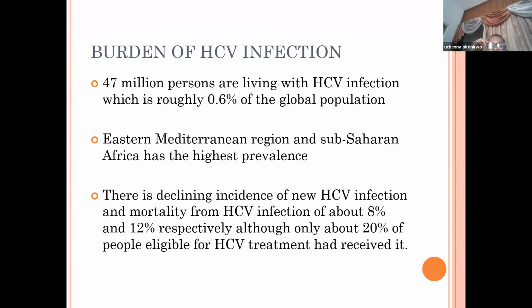Hepatitis C, globally the prevalence is decreasing, with about 47 million persons thought to be currently living with chronic hepatitis C virus infection, according to the latest WHO data. The Eastern Mediterranean region, and again the African region, has the highest prevalence, although this time it's more of the countries in northern parts of Africa that are more affected. There is a declining incidence of new HCV infection and mortality of about 8% and 12% respectively.